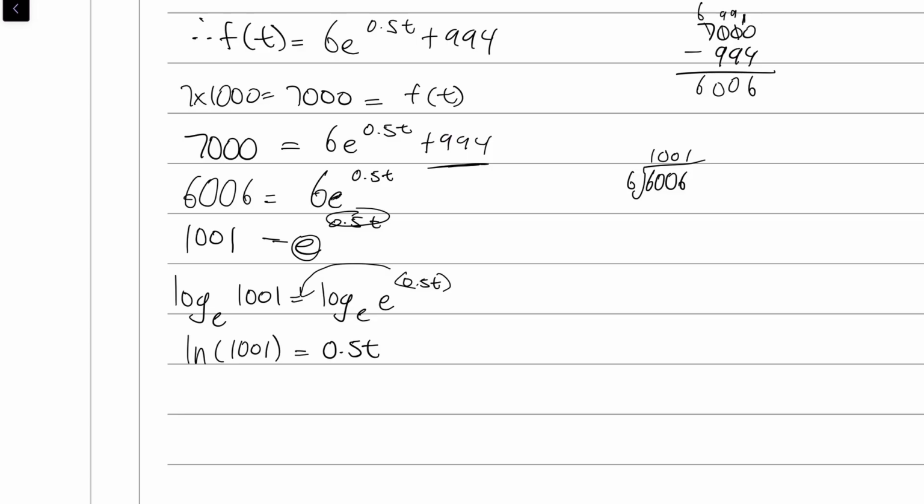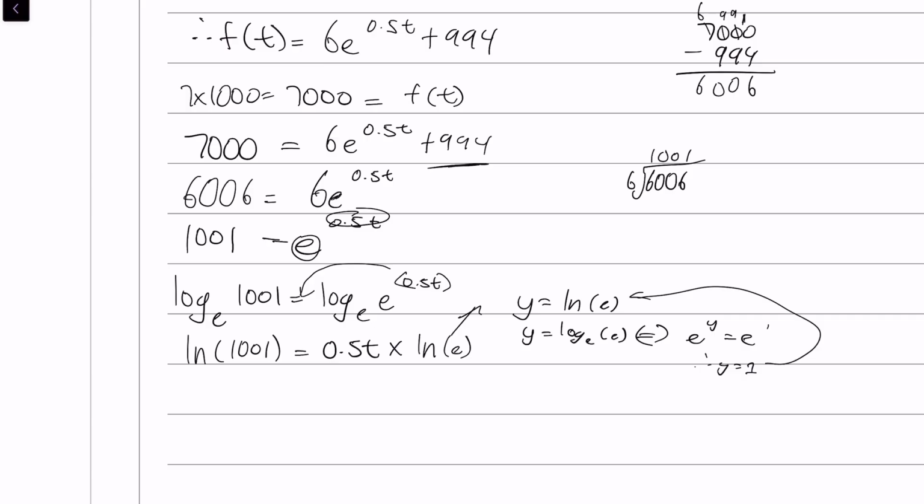0.5t, which is my power. I'm putting it to the front now, so I can do that with log laws, times ln of e. And I know ln of e is just 1, and I can make a proof for that. So y equals ln of e is equal to y equals log base e of e. If I convert it to index form, e to the power of y equals e, which is just e to the power of 1, so therefore y equals 1. And so that's why ln e is equal to 1. Right, so I'm just left with 0.5t.